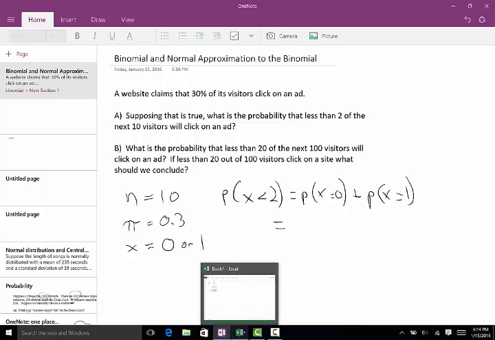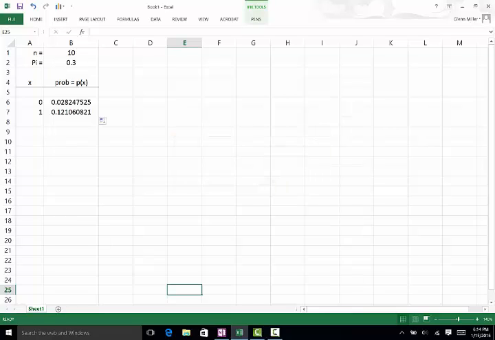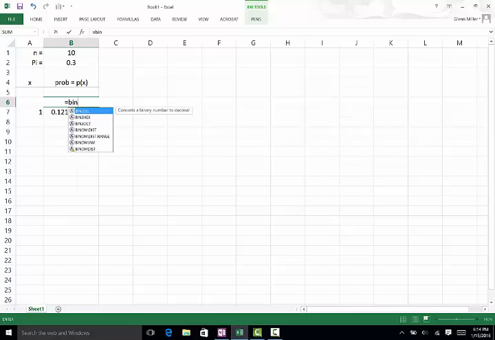I'm going to show you how to use Excel to do this. I'm going to compute this probability using the binomial dist function. So n equals 10, pi equals 0.3, and I'm going to do it for both x equals 0 and for x equals 1. Binomial dist. As I type this, see, it shows me what I need. The number of successes.